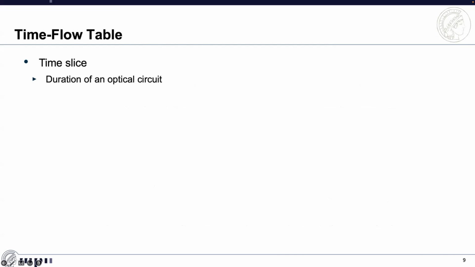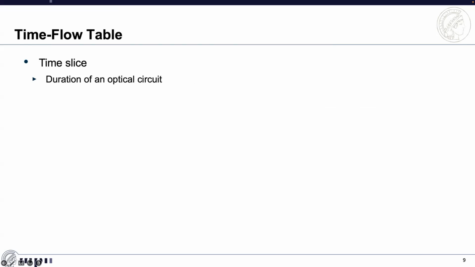And the abstraction is actually called time flow table. This is similar to flow table. Like for the traditional SDN world, you have flows and each of them correspond to some entries in the flow table, and you can match them and define different behaviors.